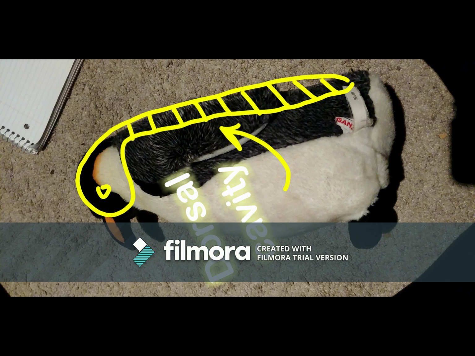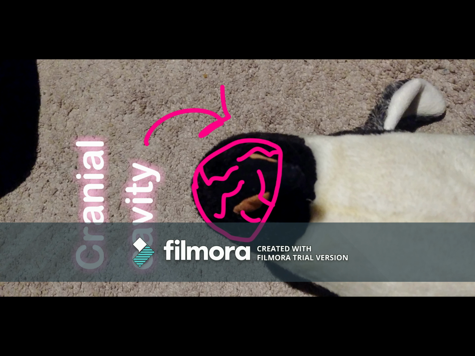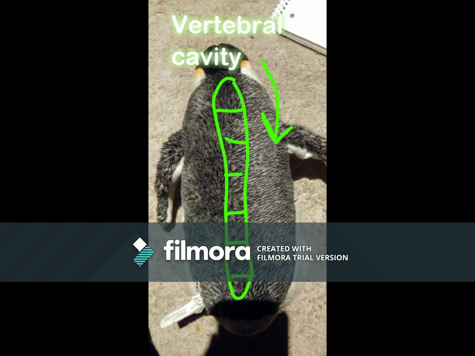Next, we have the body cavities. The dorsal body cavity protects the nervous system and includes the brain and the spinal cord on the back side of the body. The cranial cavity protects the brain and contains it within the cranium, also known as the skull. Next, the vertebral cavity contains the spinal cord and the nerves that run inside of it. Both the cranial and vertebral cavities are a part of the dorsal body cavity.